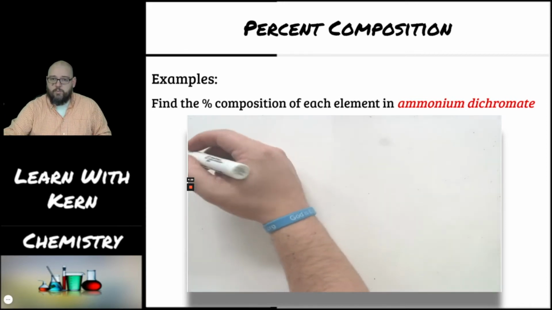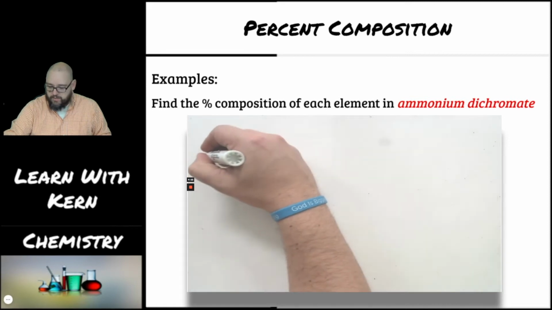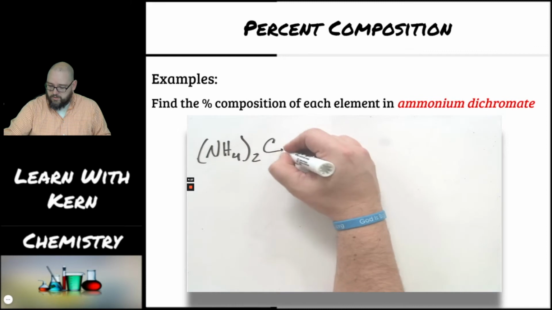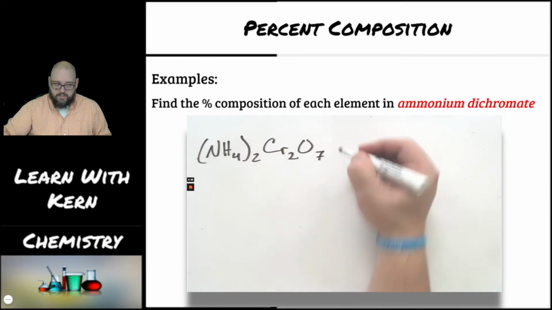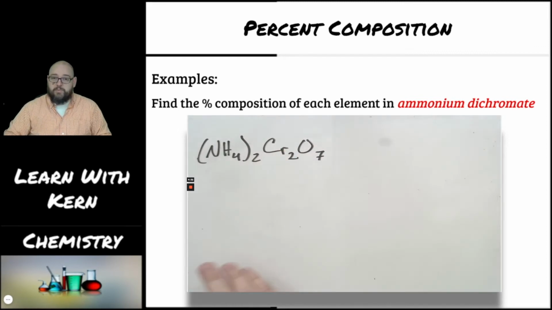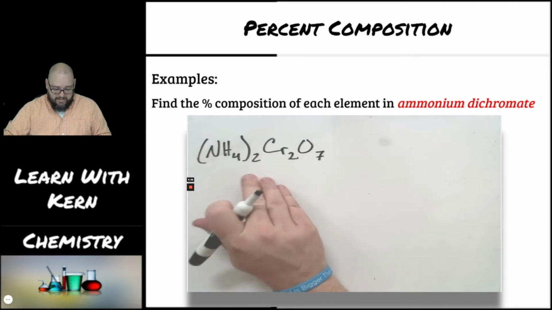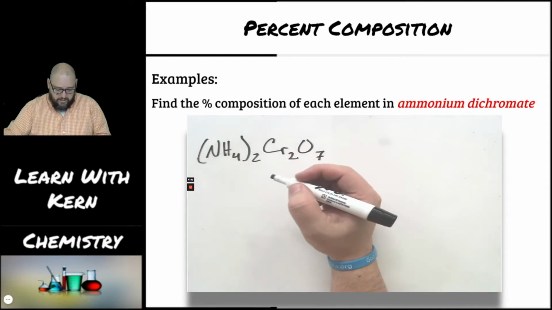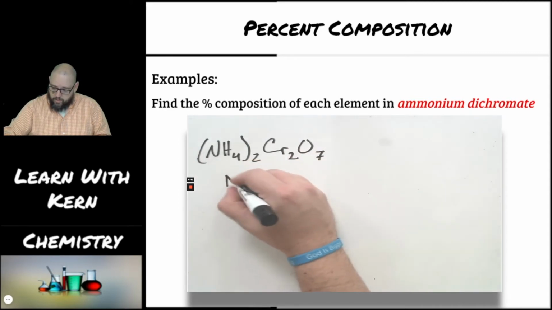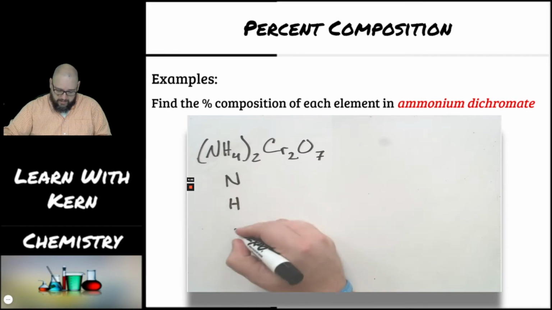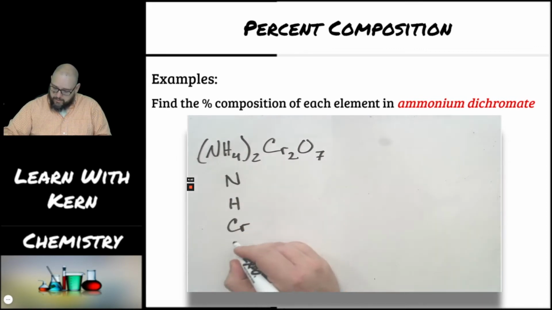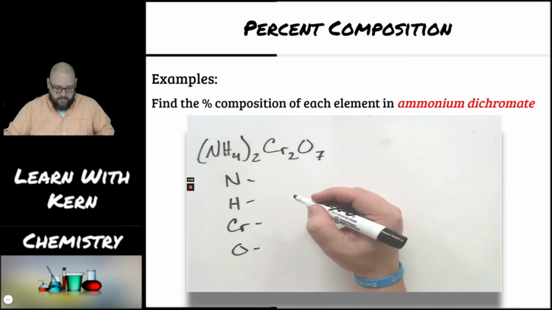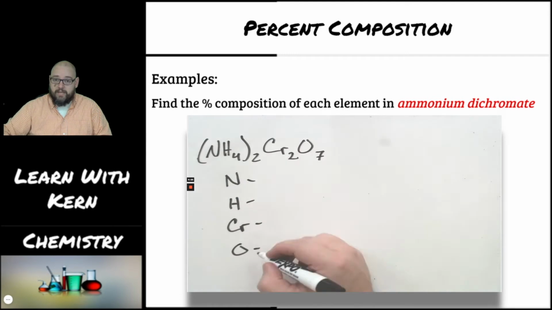So ammonium dichromate has the formula of NH4 twice, Cr2O7. So if I want to find the percent composition of every element in this compound, what I'm going to need to do is write down first all of the elements. I have nitrogen, hydrogen, chromium, and oxygen. These are all of the elements that are involved in this compound. And so I figure out the total mass of each element.